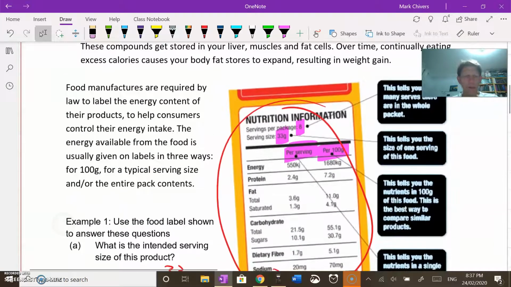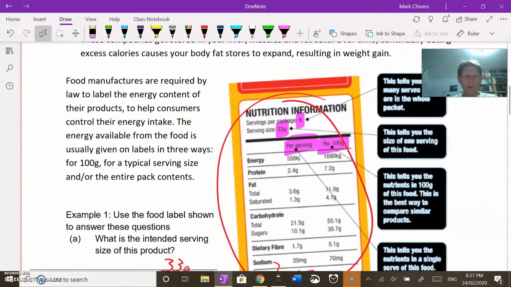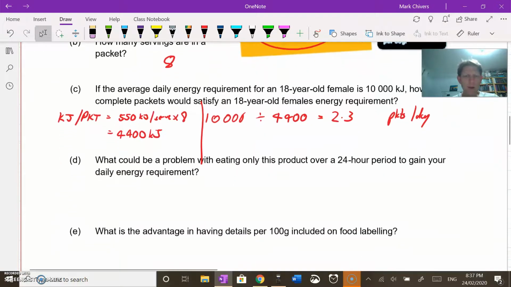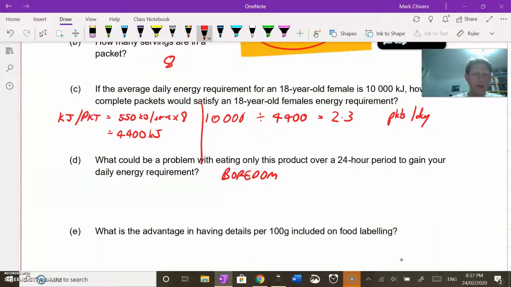It doesn't actually say on there what type of food we're talking about here, but nonetheless, what could be a problem with eating only this product over a 24-hour period? I'm going to say something along the lines of boredom, and as well as that, other nutritional requirements. So just because this might give you all the energy you need in a day, it might not give you all of the nutrition that you need in a day across a balanced diet. So you might be missing out on certain other things.